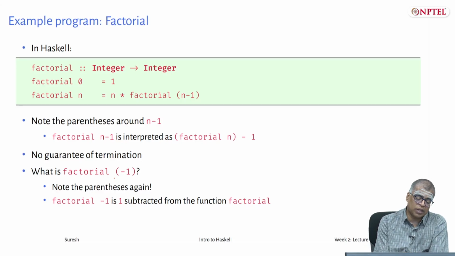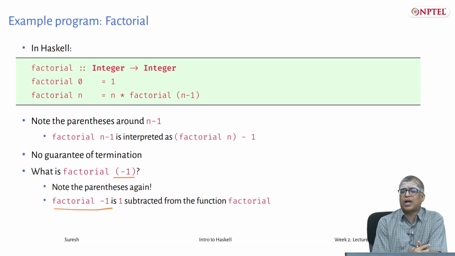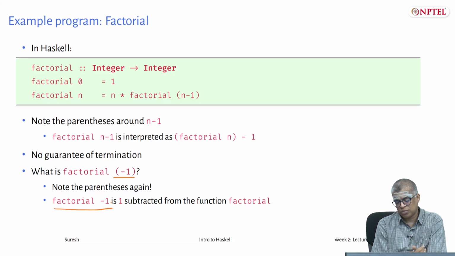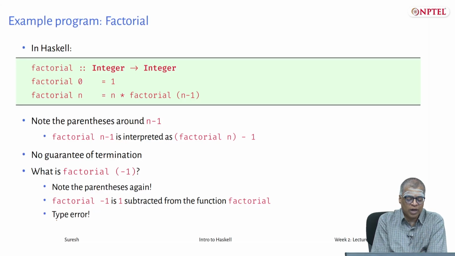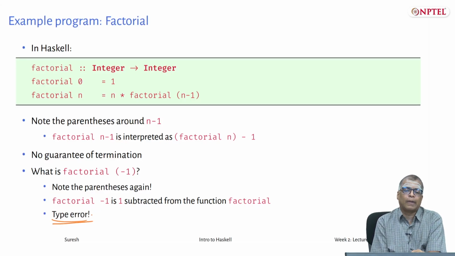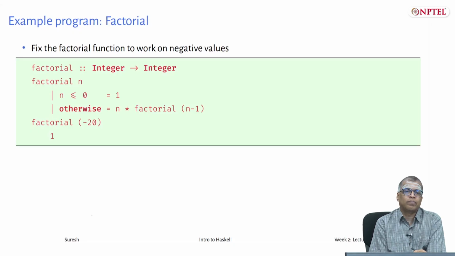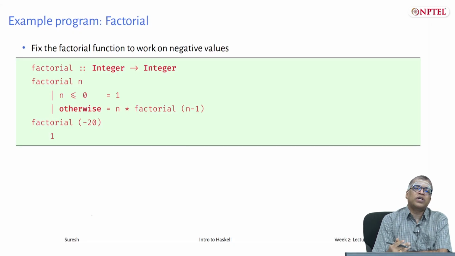Yeah, once again note the parenthesis, because if I just say factorial minus 1, I will get a problem because it will not even type check. How do you subtract a number from a function, okay. So, that is ill defined, okay, you will get a type error if you do that, okay. So, how do you fix the factorial function so that it works on negative values as well?